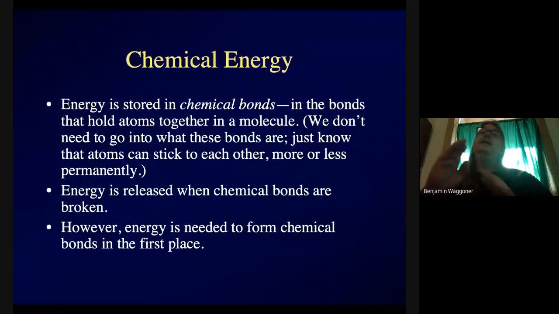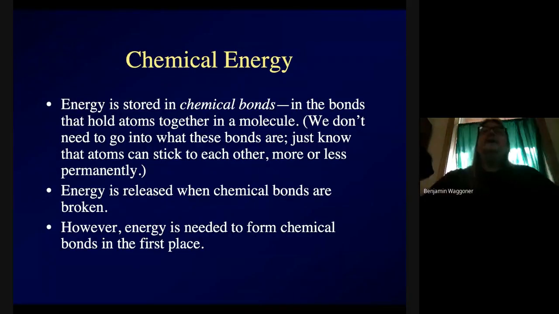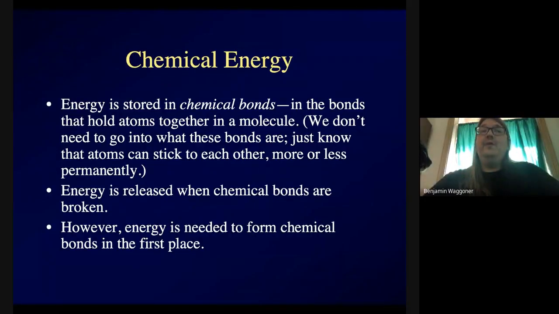Okay. A very, very important class of protein is a group called enzymes, and that's one you've probably heard of. What do they do? It starts like this. You store energy in the bonds that hold atoms together in a molecule, what we call chemical bonds.